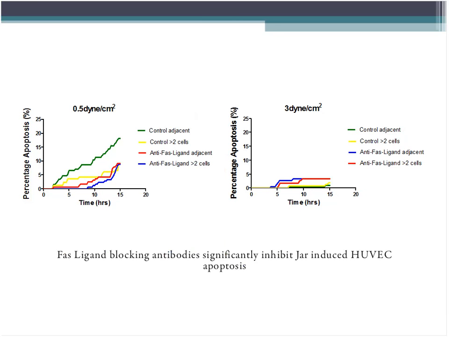We looked at this by adding Fas ligand blocking antibodies into the media flowing through the BioFlux channel in our co-cultures. We looked at exactly the same two populations of HUVECs, those adjacent to trophoblast and those more than 2 cells away from a trophoblast. And what we saw here, this is just the green line you were looking at before, the HUVECs adjacent to trophoblast under control conditions undergoing cell death. When the Fas ligand blocking antibodies were added, the amount of HUVEC death was taken right down to control levels. So Fas ligand blocking antibodies did significantly inhibit trophoblast-induced endothelial cell apoptosis.